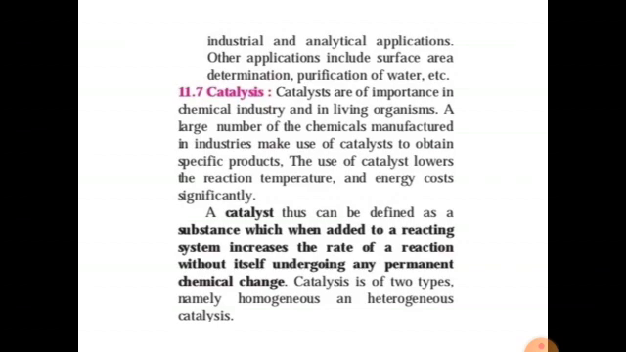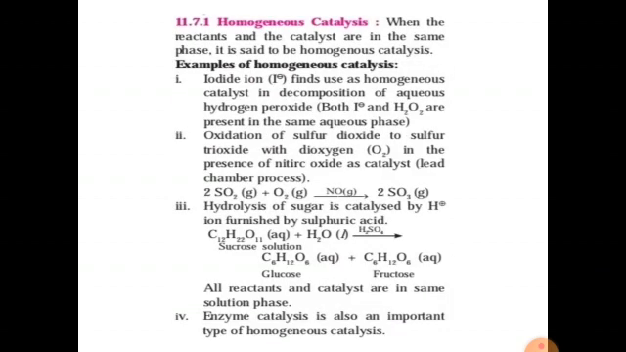There are two types of catalyst, homogeneous and heterogeneous. Homogeneous catalyst: when reactant and catalyst are in the same phase, either solid, liquid or gaseous, it is called a homogeneous catalyst. Example, iodine finds use as a homogeneous catalyst in decomposition of aqueous hydrogen peroxide, and in oxidation of sulfur dioxide to sulfur trioxide. Hydrolysis of sugar is catalyzed by hydrogen ion furnished by sulfuric acid. Enzyme catalyst is also an important type of homogeneous catalyst. So homogeneous means they are in the same phase, either solid, liquid or gaseous.